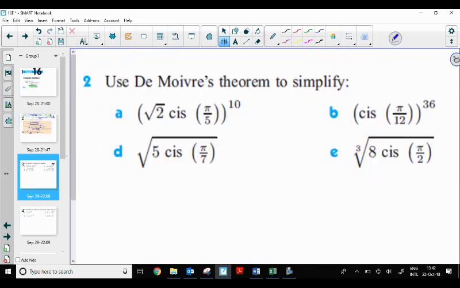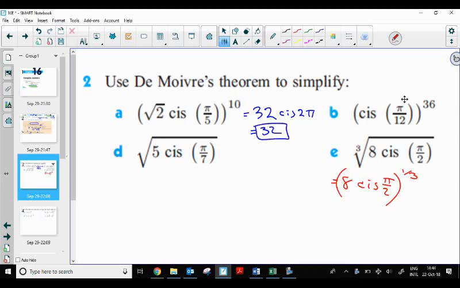So we can now simplify these gigantic-looking complex numbers rather easily. This first one is just going to become the square root of 2 to the power of 10, which is the same as 2 to the power of 5, which is to say 32, times cis of 10 times pi over 5. So that's going to be cis of 2 pi. Oh, but wait. I know what cis of 2 pi is. Cis of 2 pi is just 1. That's awesome. This whole thing is just equal to 32.